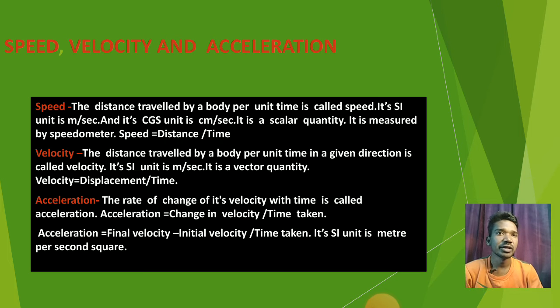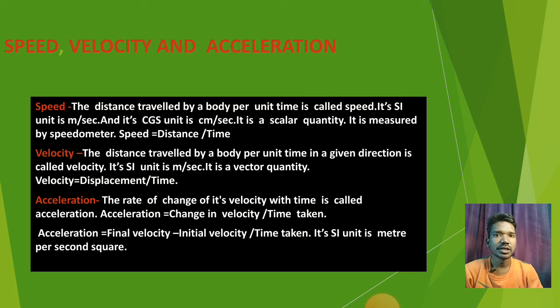It is a which quantity? Scalar quantity. Why is it a scalar quantity? It is a scalar quantity because it doesn't need any direction. It is measured with an instrument called a speedometer. The formula of speed is distance by time taken.